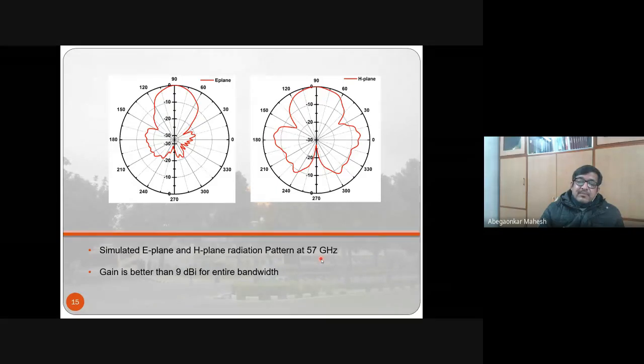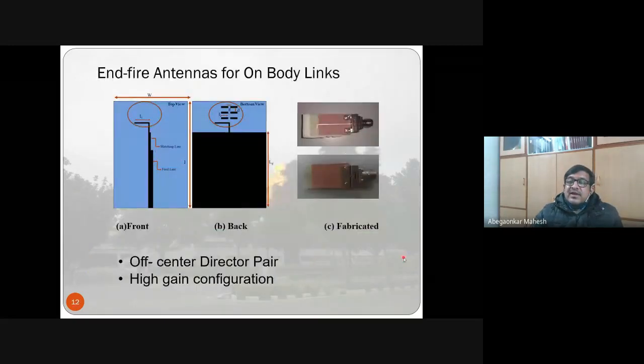I'll show you a figure. You can see this connector here. This is a Southwest end launch connector, and one connector costs about $400. It works up to 67 gigahertz. That's about 30,000 rupees for one connector, so it is very expensive at high frequencies.